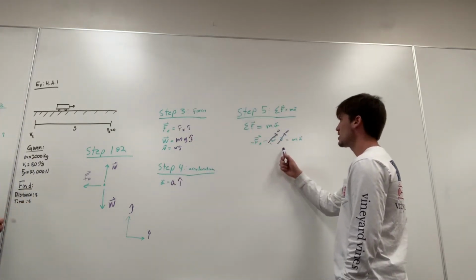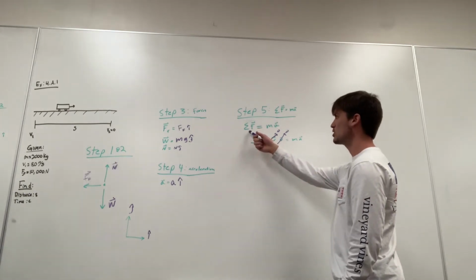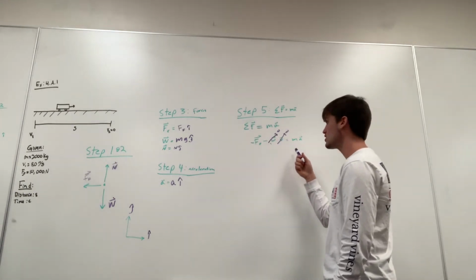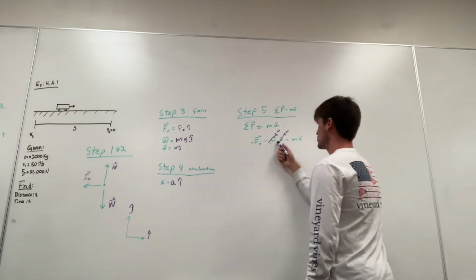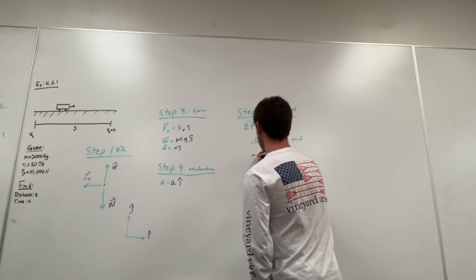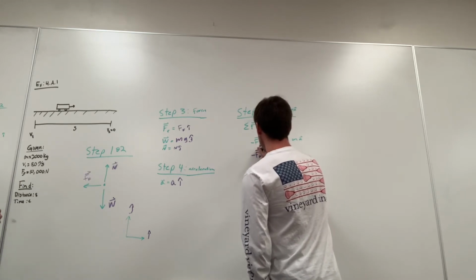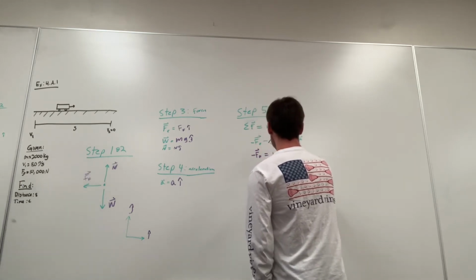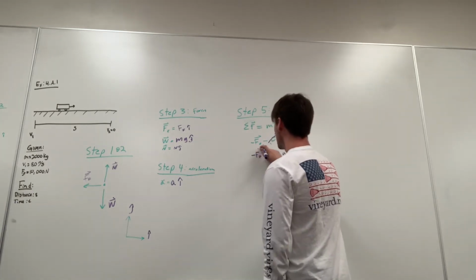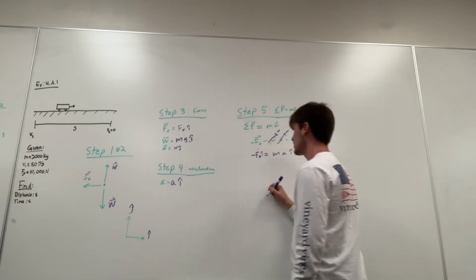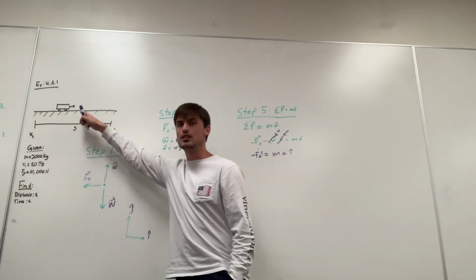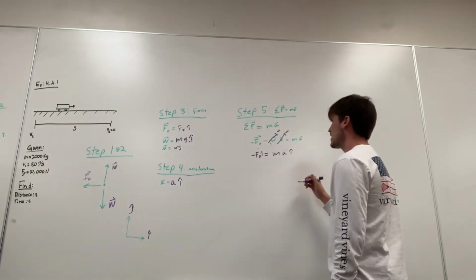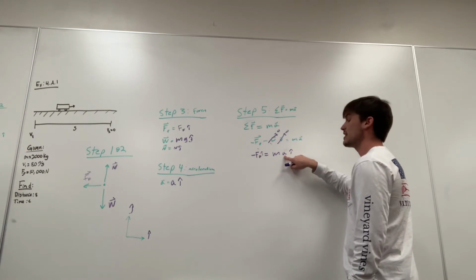In step 5, we're going to put all these steps together into our force equals mass times acceleration equation. We already said that the weight and the normal force cancel out, so those go to 0. So then we're left with negative F_f is equal to mass times acceleration. This is scalar, and this is also scalar. Notice I made the friction force negative. That's because it is in the opposite direction of the velocity of the cart.